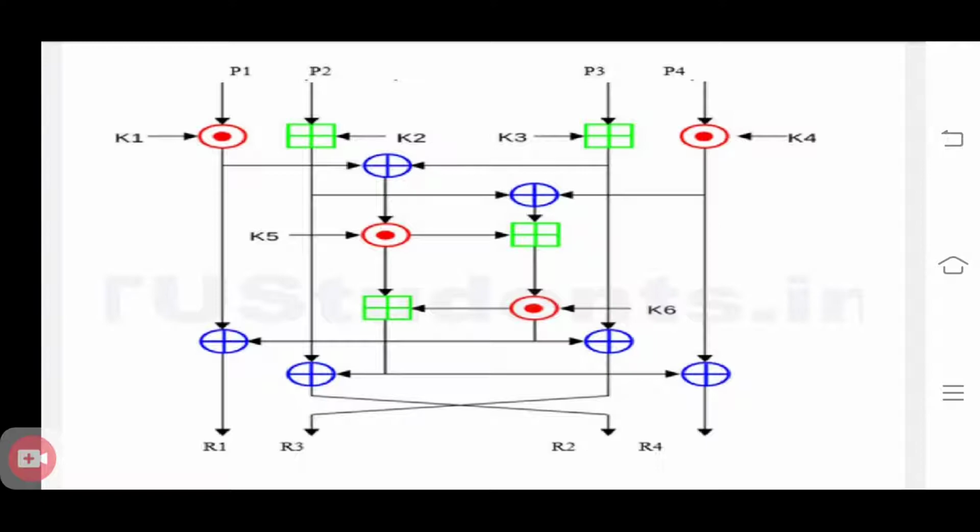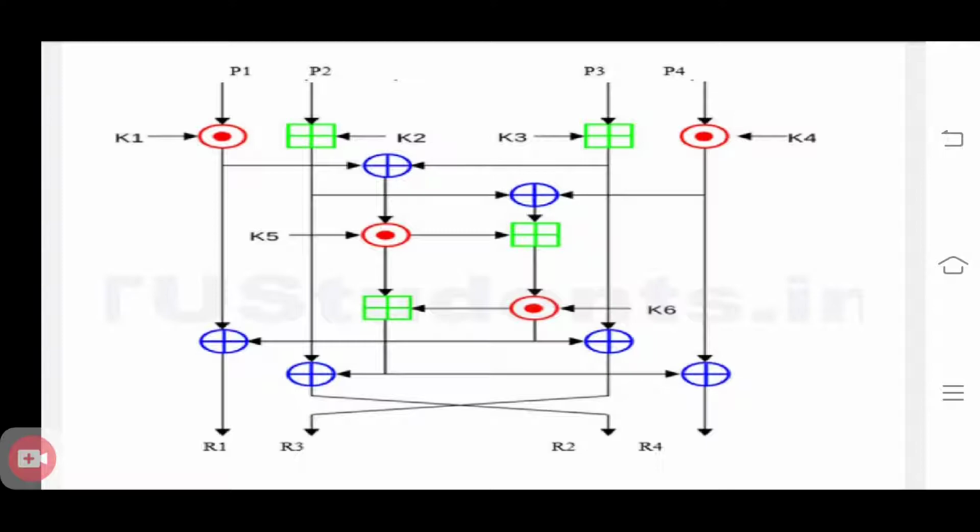First, you can see the P1 data block is multiplied with K1. In the figure, P1 is multiplied modulo with K1. So the first red symbol has 2 inputs, P1 and K1. Next, you have an addition operation for P2 and K2. Next, an addition operation for P3 and K3. Next, a multiplication operation between P4 and K4. These are the first 4 steps of IDEA. So first we multiply P1 with K1, then we add P2 and K2, then we add P3 and K3, and then between P4 and K4 we perform a multiplication.